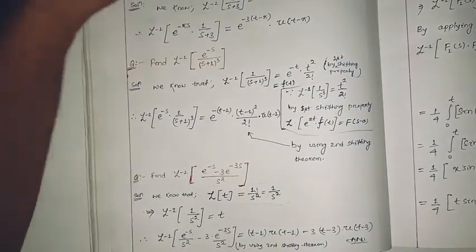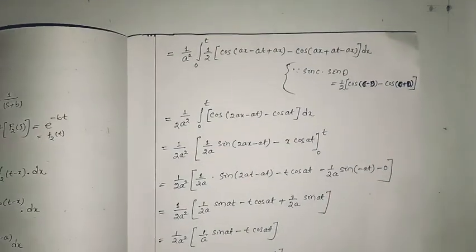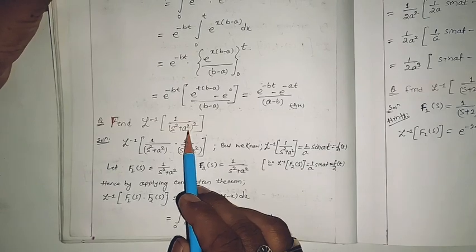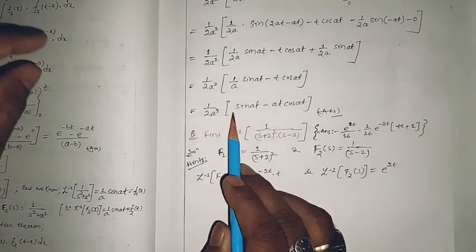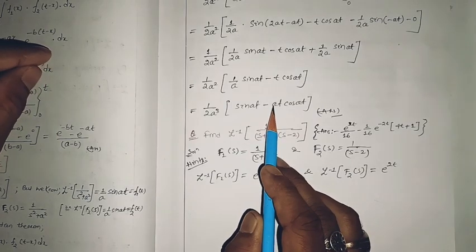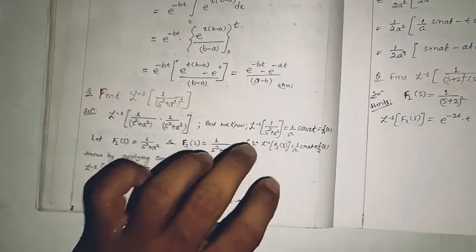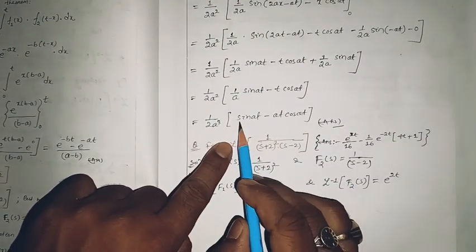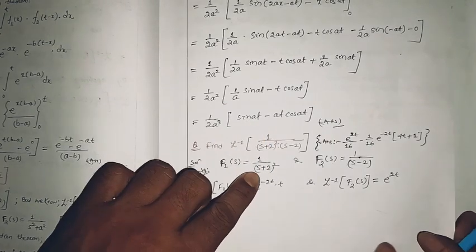Numericals on the basis of inverse Laplace transform by convolution. One numerical we found: the inverse Laplace transform of 1 by (s square plus a square) whole square. The answer is 1 by 2a cube (sin at minus at cos at). So if a is 1, then this value will be 1 by 2 into 1 to the power cube, sin 1t, meaning sin t minus t cos t, whatever I have written directly.